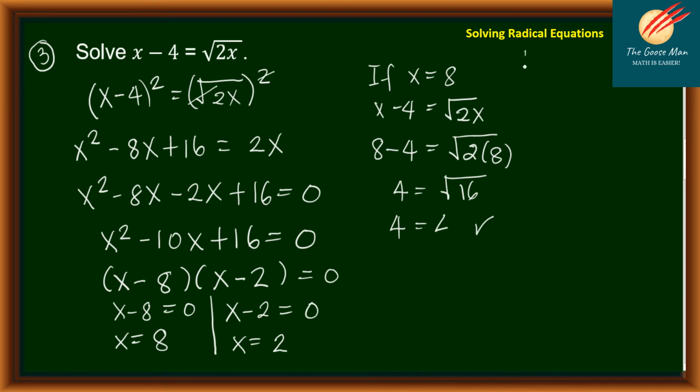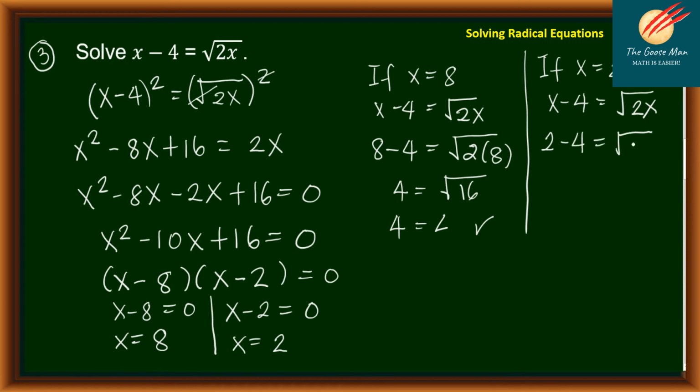On the other hand, if x is equal to 2, so we have x minus 4 is equal to the square root of 2x. Again, substitute 2 minus 4. Is it the same as square root of 2 times 2? So 2 minus 4 is negative 2. Is it the same as square root of 4? So negative 2 is not the same as square root of 4.